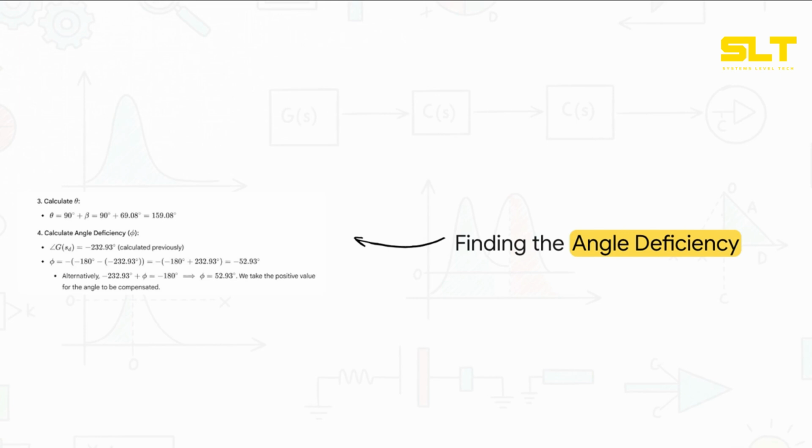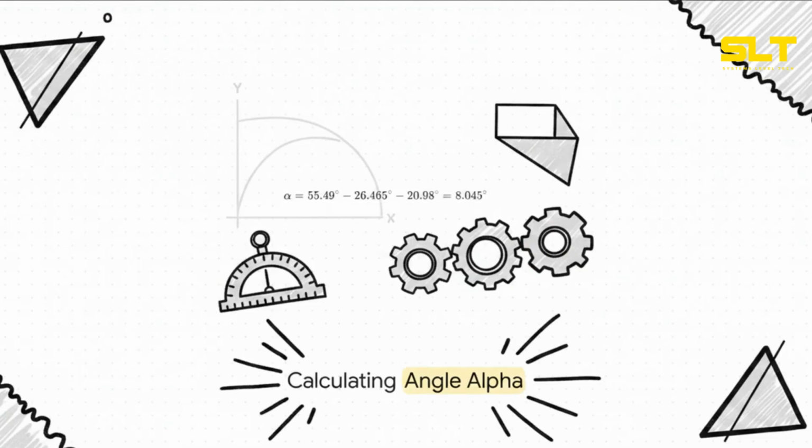Translating that from math back to plain English, 52.93 degrees represents the precise amount of angular steering our new compensator has to provide to hit our target. Now, we bring all these pieces together to solve for alpha, the angle that actually defines where our 0 will go. The geometric formula we pulled from our Rosetta Stone triangle is theta divided by 2 minus phi divided by 2 minus beta. We just plug in those numbers we successfully hunted down.